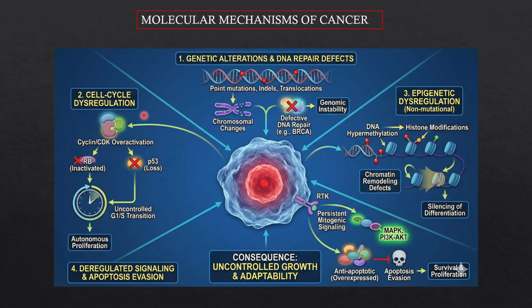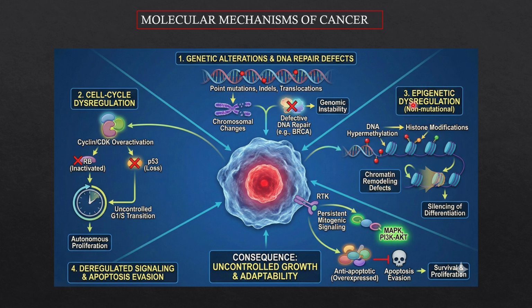Similarly, there is cell cycle dysregulation, where cyclin and CDK overactivation may inactivate the P53 and RB proteins, or retinoblastoma proteins, and the loss of P53 may occur. These are basically the checkpoints in the cell cycle. So the loss or inactivation of these proteins may result in uncontrolled G1 to S transition, resulting in autonomous proliferation.